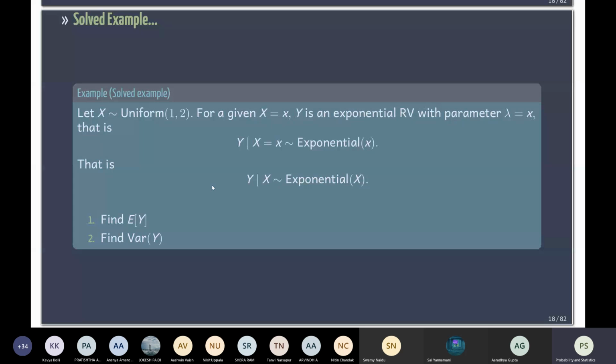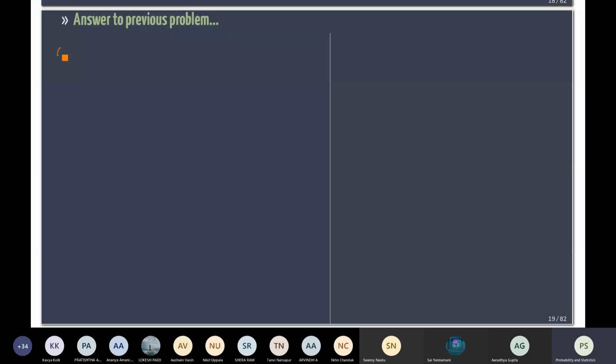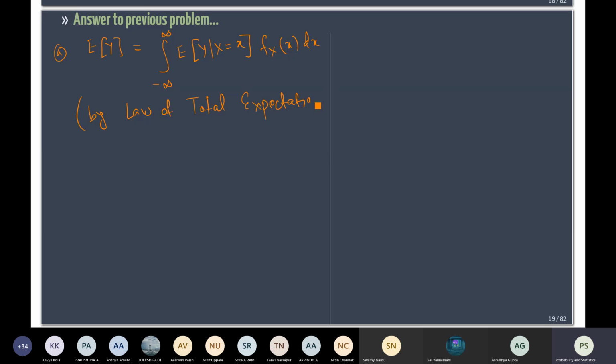So now the question is, what was the law of total expectation? Let us write it down. The first one is to find the expectation of y. By definition, this is the integral from minus infinity to infinity of the expectation of the conditional, y given x equal to x, times the PDF of x, dx. This is using the law of total expectation.